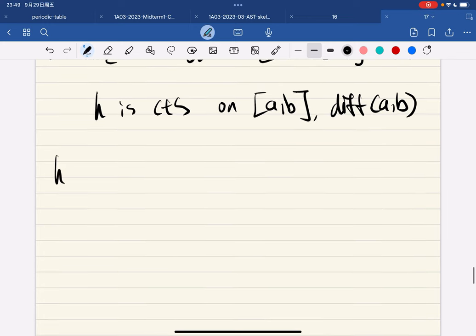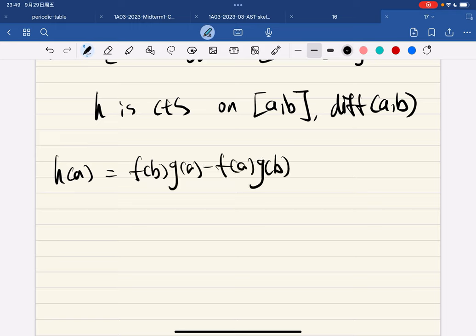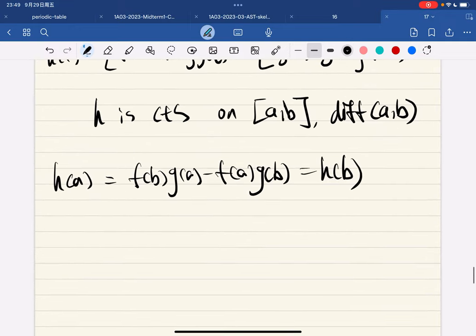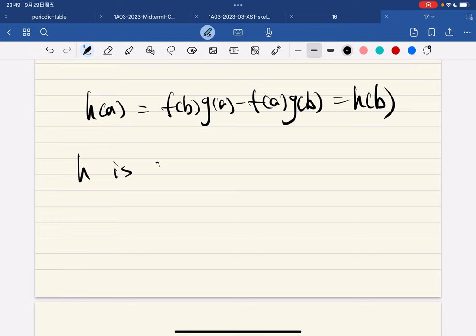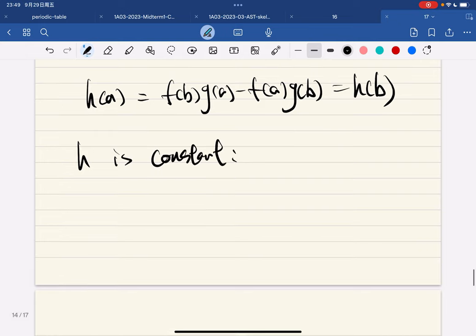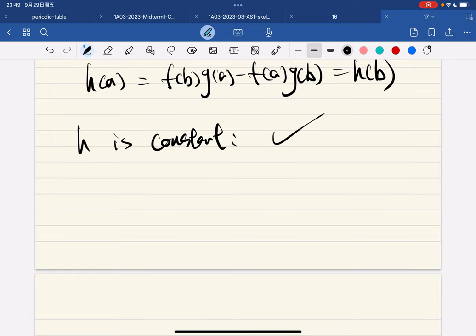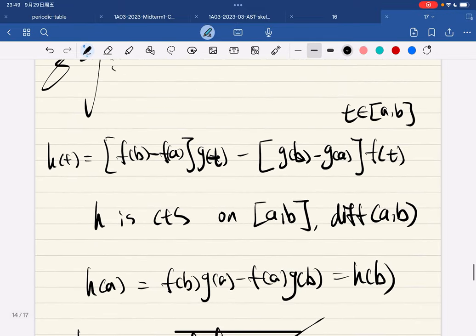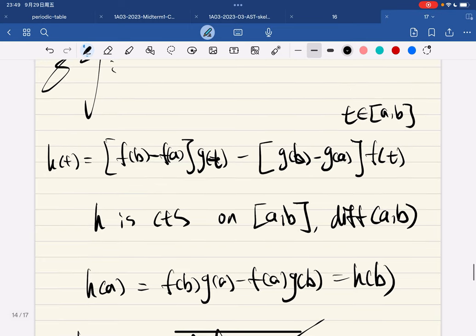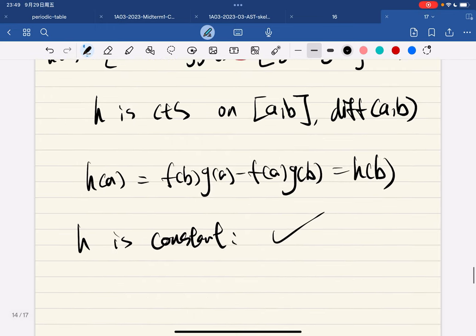So now we have h of a is equal to f(b)g(a) minus f(a)g(b), which equals h of b. Oh my god, we have h(a) equal to h(b). Well, if h is constant, we're good, right? Because if the derivative of h is zero, that means this is equal to this, which proves the mean value theorem. So if it's constant, then we're good.